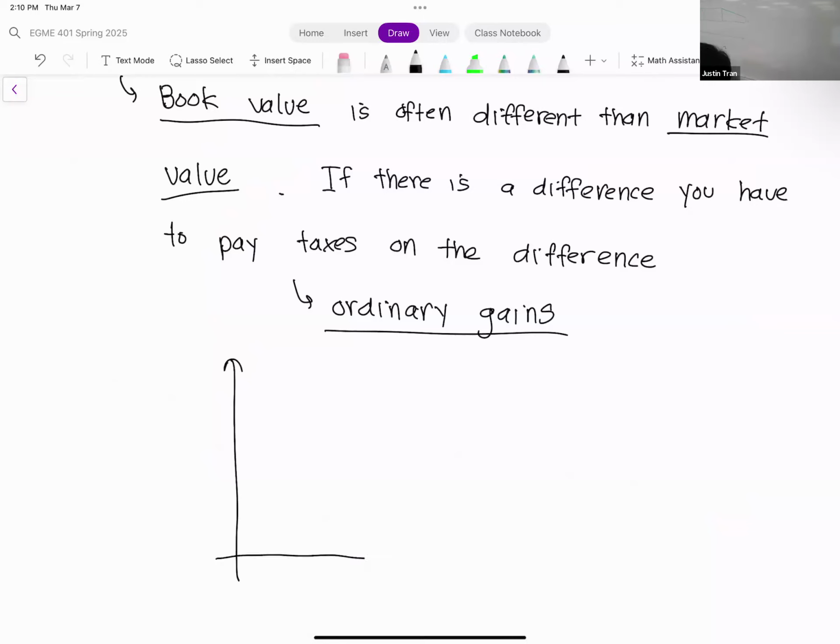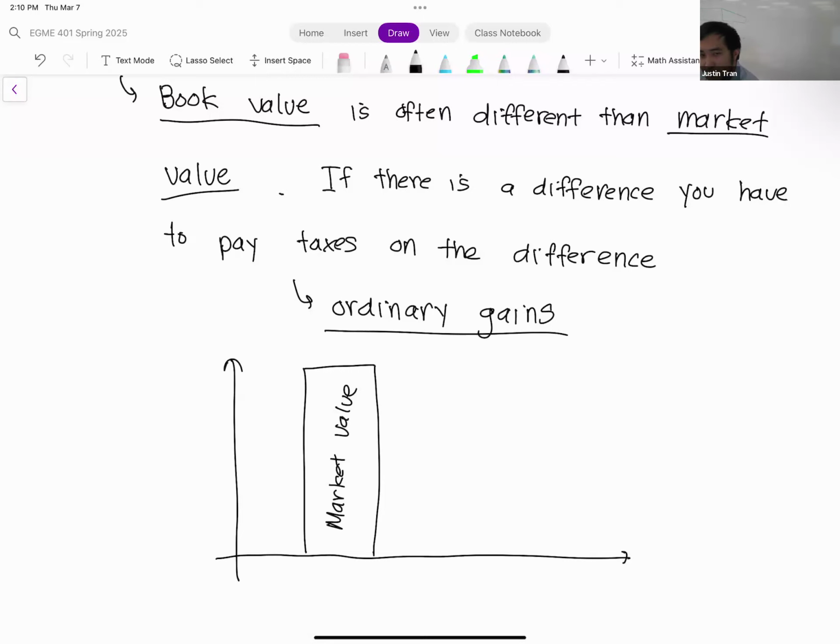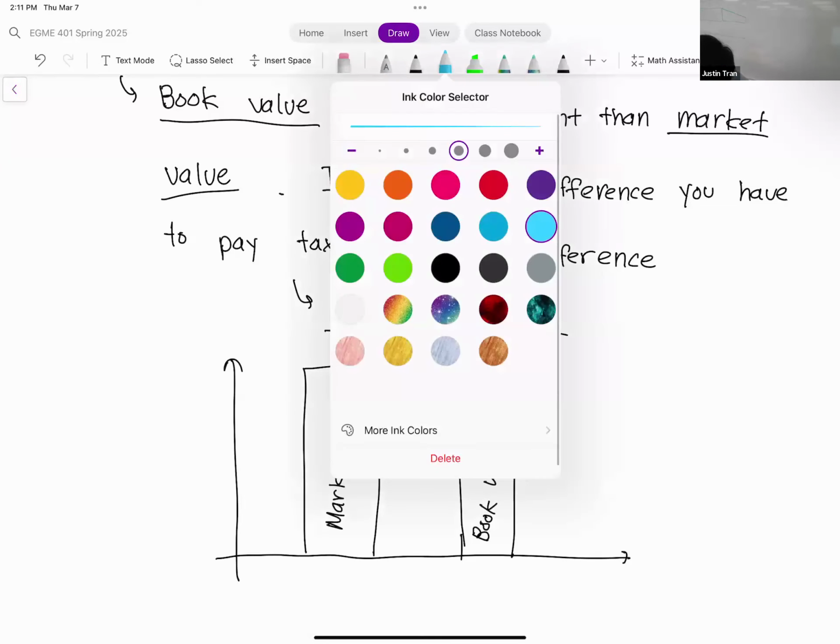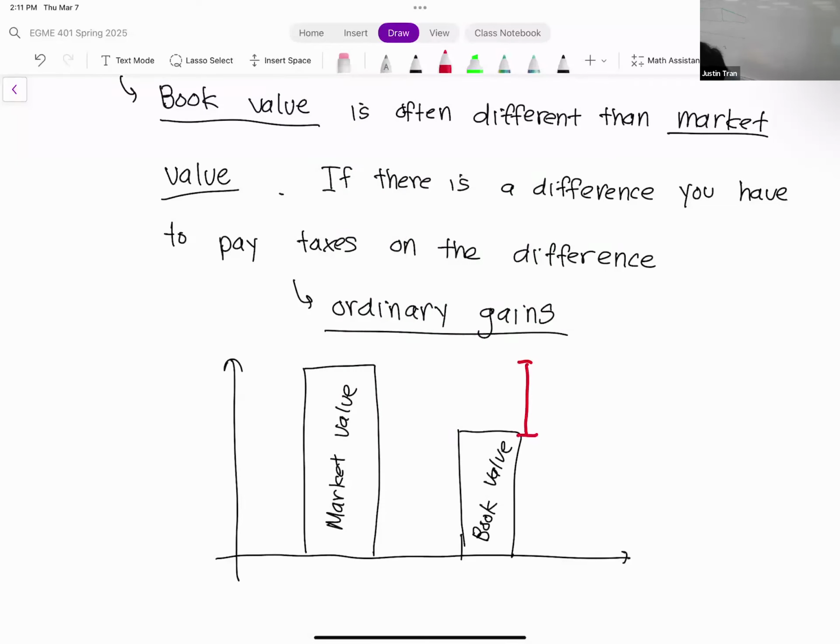And so let me visualize it for you. It's a little bit easier to see. Okay, so if this bar right here represents the market value, let's say that you sold your asset or you sold your truck for that amount. But this bar right here represents the book value. That's however much your asset is worth according to your tax books, right? And for whatever the difference here is, this right here is called ordinary gains.